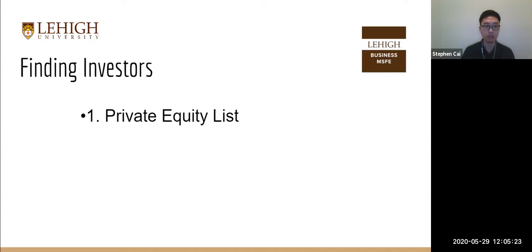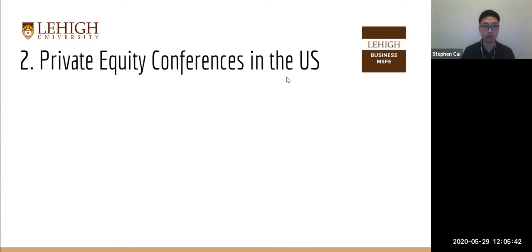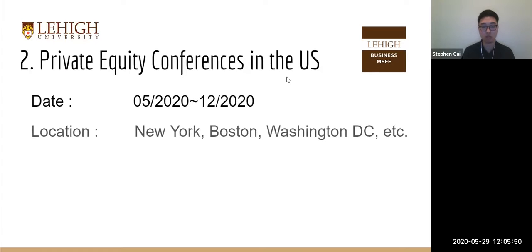But given the fact that the data in Excel is not complete, like some private equities might not be in the database, to find more private equities, the second thing we did is to collect the private equity conference list, as John suggested last time. So the conferences we collected are going to be held in 2020. And the locations are mainly New York, Boston, Washington, DC, etc.